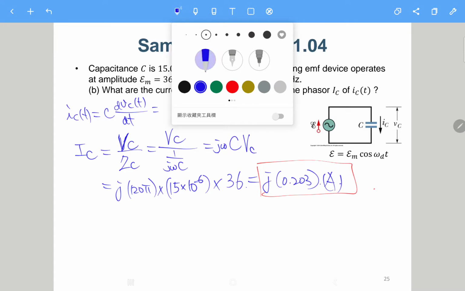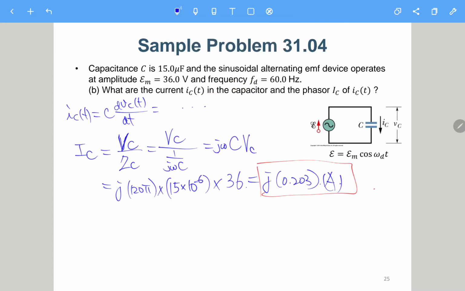And then in this case, we can simply write out the IC of t from this one. So it is the amplitude. You can just take the absolute value. Taking the absolute value is nothing but 0.203. So we have a 0.203 here.